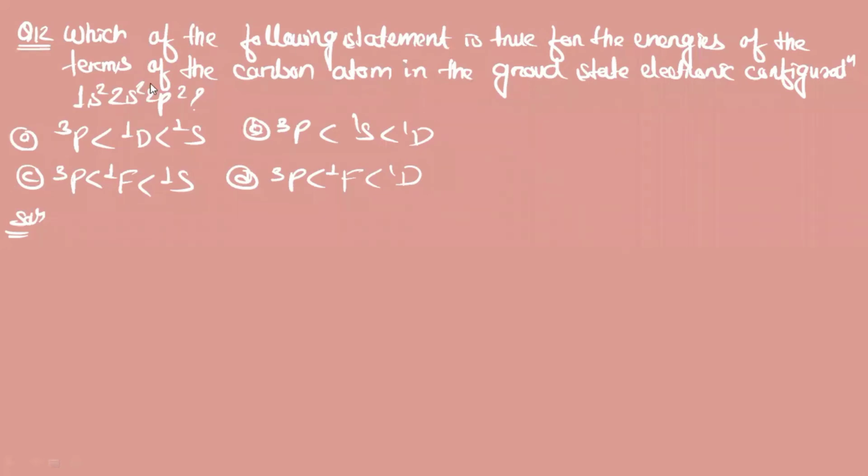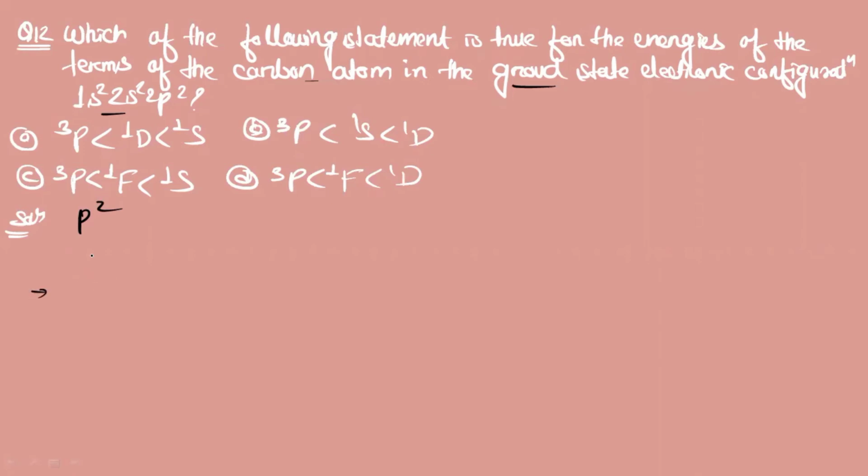So here is question number 12. It says, which of the following statements is true for the energies of the terms of the carbon atom in the ground state electronic configuration 1s2 2s2 2p2? So you have four statements, and you will say which one is correct. For the carbon atom in the ground state, the electronic configuration is given. So you will take p square, so p2.